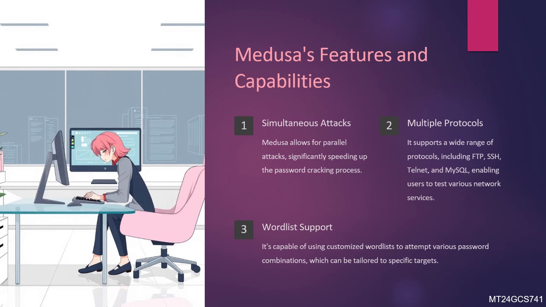First, simultaneous attacks. Medusa can perform parallel attacks, making it incredibly fast and efficient. Next, multiple protocols. It supports various network services including FTP, SSH, Telnet, and MySQL, so we can test different services in one tool. Finally, wordlist support. Medusa allows the use of custom word lists tailored to specific targets, making the brute force process more effective.